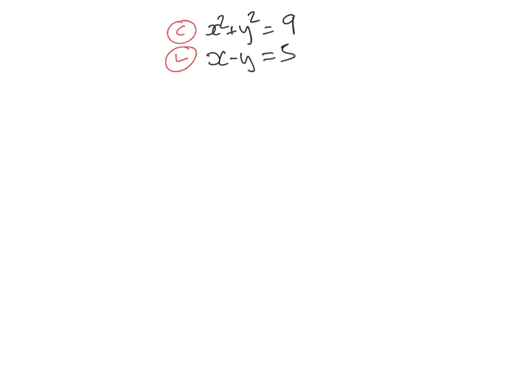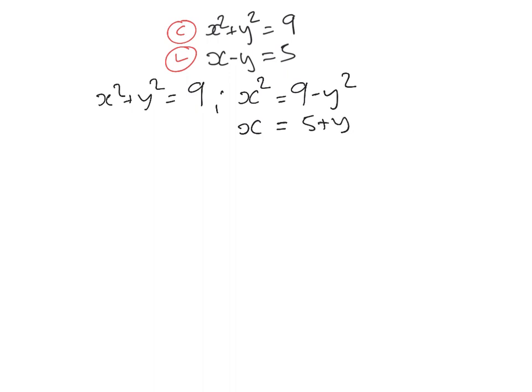So we have x squared plus y squared equals 9. Let's change that to x squared equals 9 minus y squared. And x equals 5 plus y, so x squared equals 5 plus y, all squared.